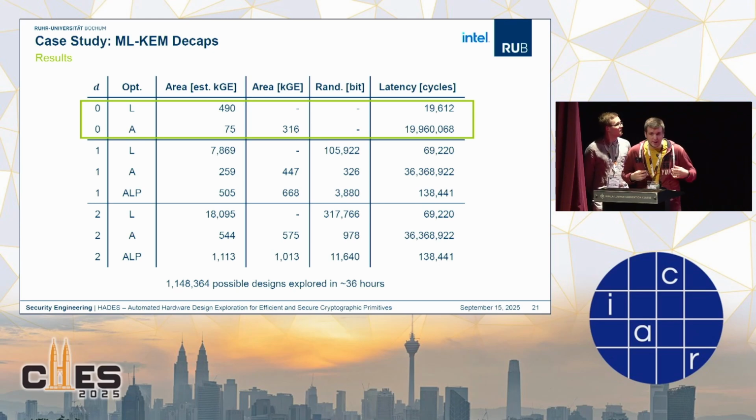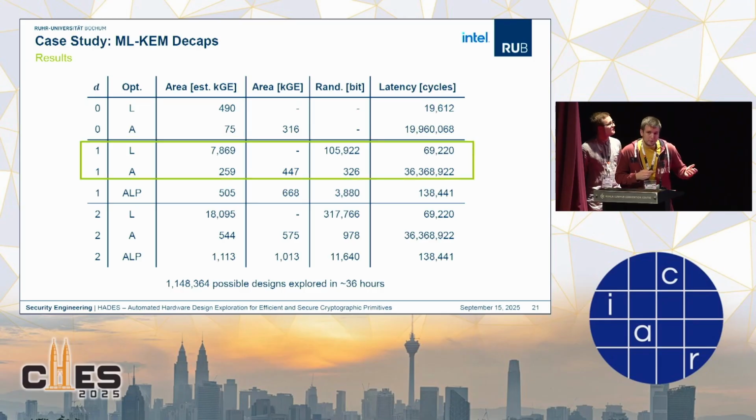And on the other hand, we have the area-optimized implementation that takes 20 million cycles. That's because the arithmetic runs on a single full adder. The same trade-off is also there for the masked, first-order masking. And you can see now the latency-optimized version, the area goes into the megagate equivalence. On the other hand, the area-optimized implementation, of course, didn't get any faster.